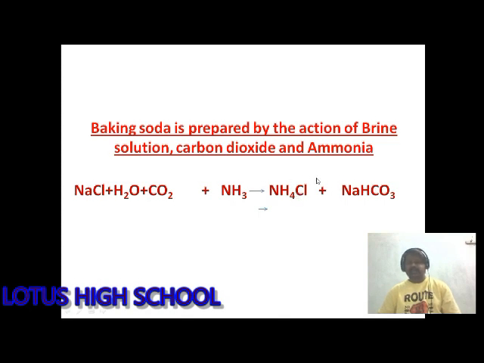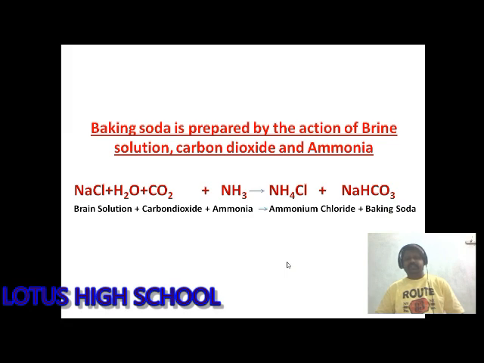That means from that plant we are not getting the sodium bicarbonate directly. It is suspended in the NH4Cl. By using a certain process, we separate the baking soda from the NH4Cl. So see the equation: brine solution NaCl plus H2O, CO2 carbon dioxide, NH3 ammonia, gives NH4Cl ammonium chloride and NaHCO3 baking soda. This is the chemical reaction, actually a three mark chemical reaction.